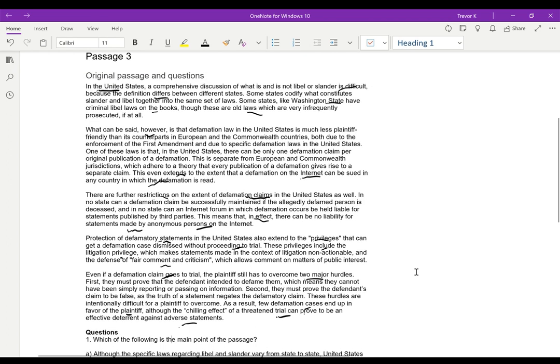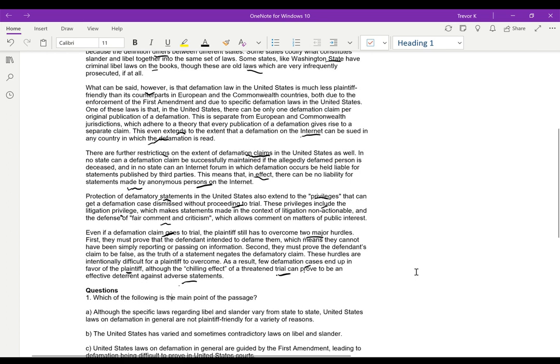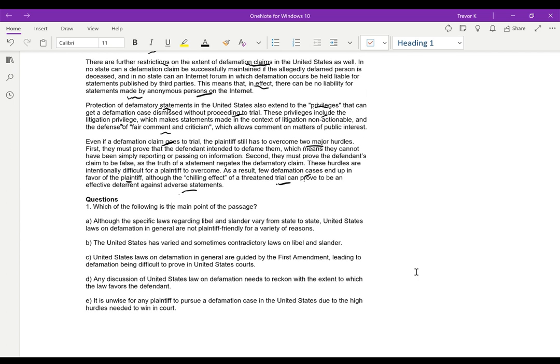So if I look through all of this, I get this first paragraph, it tells us it's tough to say what is or isn't slander between the states. We do know defamation law is not plaintiff friendly in the United States, according to the second paragraph. The third paragraph tells us there are restrictions on the extent of defamation claims. The fourth paragraph tells us there are various privileges that can get defamation cases dismissed without proceeding to trial. And then the last paragraph tells us that even when it goes to trial, the plaintiff still has to overcome two major hurdles. So overall, this seems pretty straightforward. Now, which of the following is the main point of the passage?